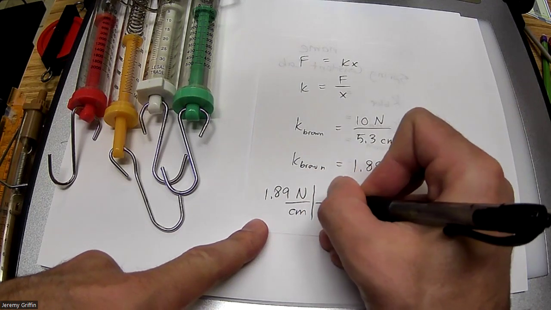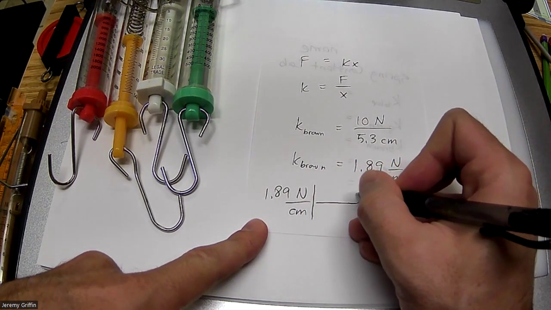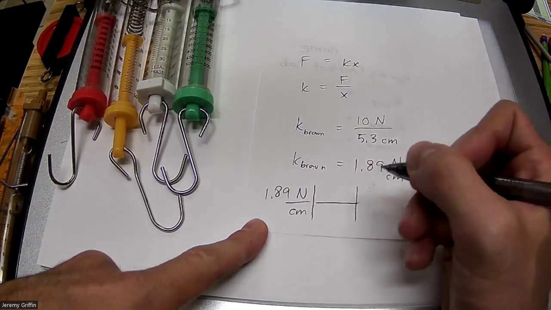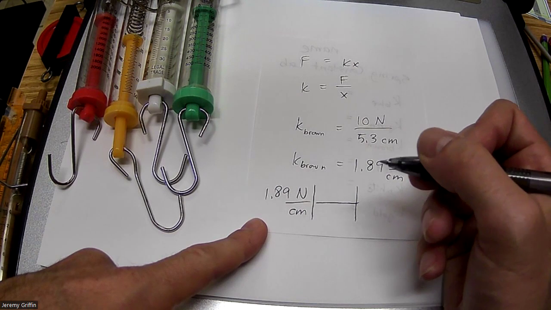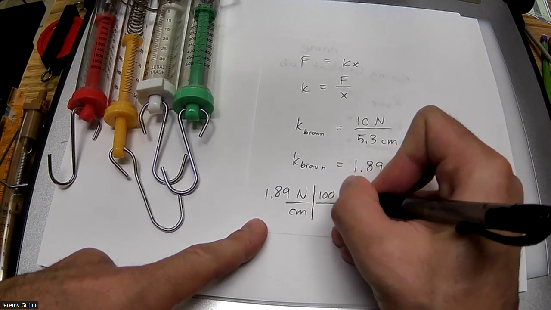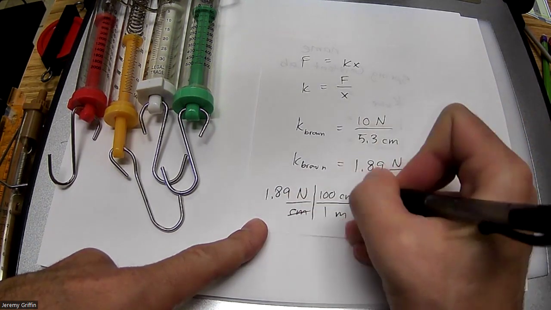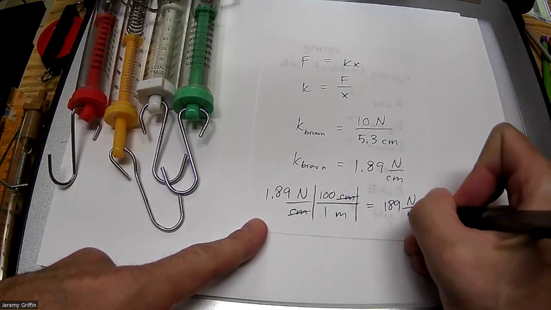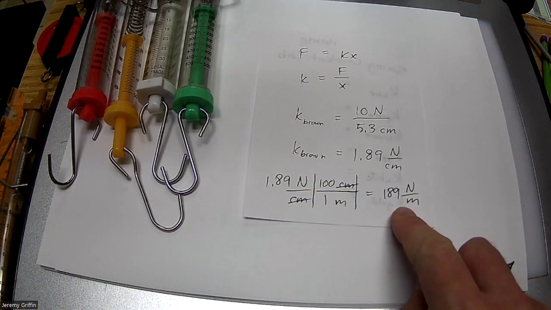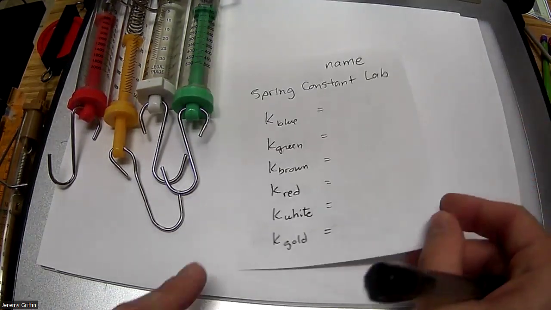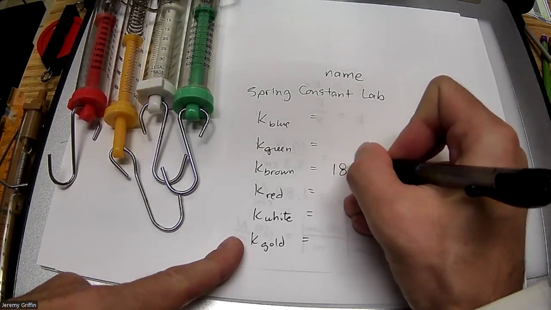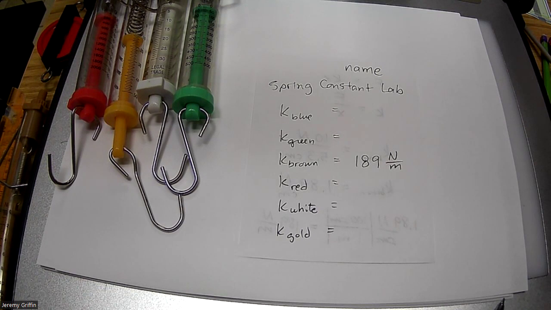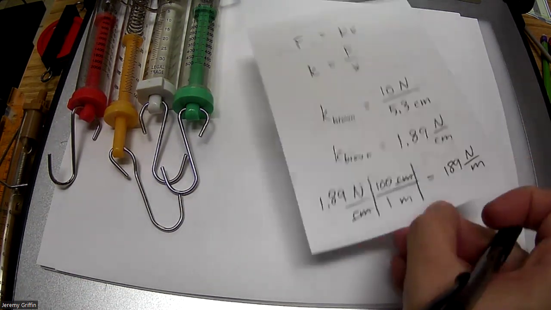Let's do a little dimensional analysis, a little unit conversion. Okay. Guys, how many centimeters in a meter? 100. Does the number 100 go on top or on bottom? Top. 100 centimeters, 1 meter. Could that be 189 newtons per meter? Or something like that? 189? Okay. All right. So I just solved this right here. I got 189 newtons per meter. Just like that.